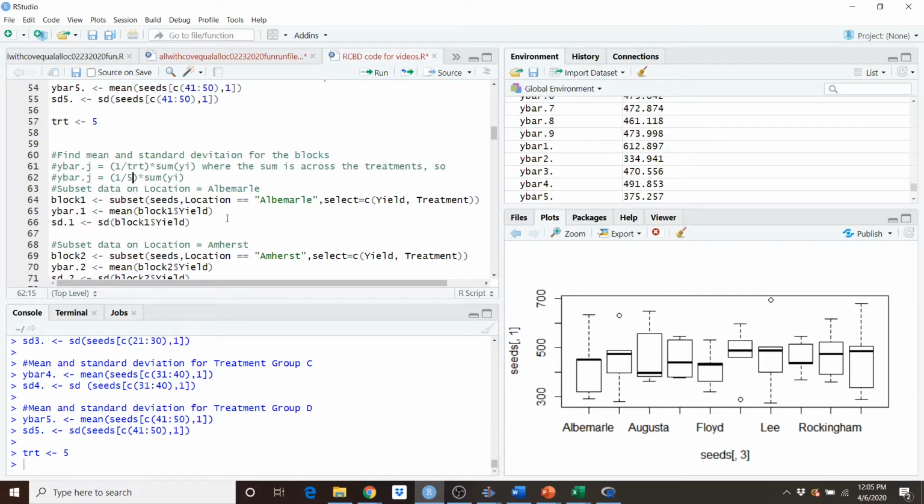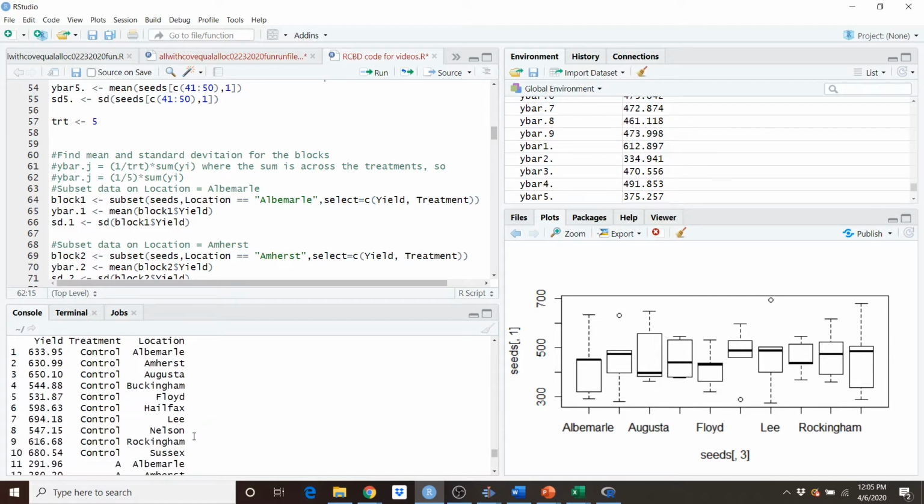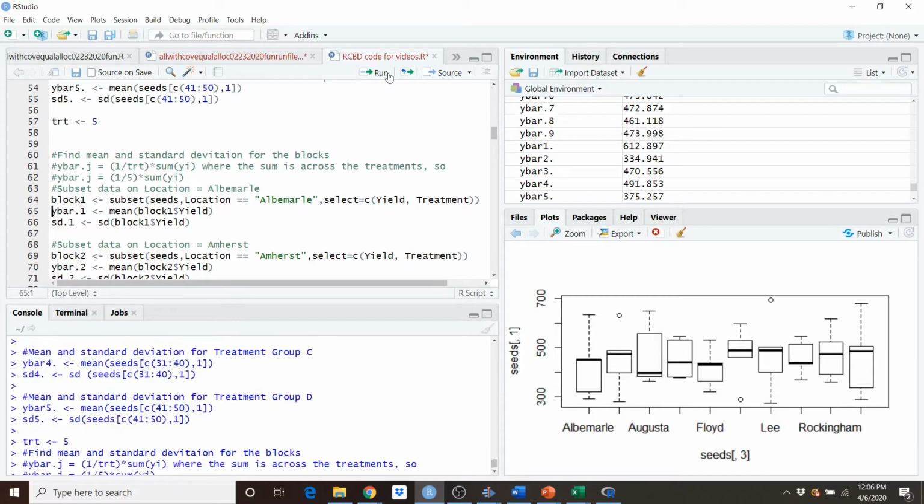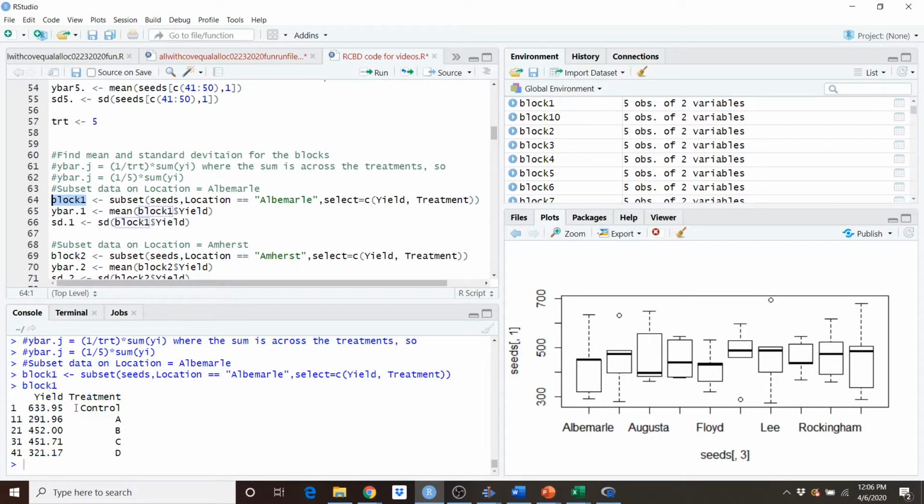Okay, so the first thing I'm going to do, because we've got so many areas, notice Albemarle, Amherst, Augusta, Buckingham, Floyd, Halifax, Lee, Nelson, Rockingham, and Sussex. I want to subset my data from my block based on Albemarle. And then I'm going to select the yield and the treatment here. And so block 1 is simply going to be the values for Albemarle. And so notice what I get. Here's my value for Albemarle in control, and then for A, B, C, and D.